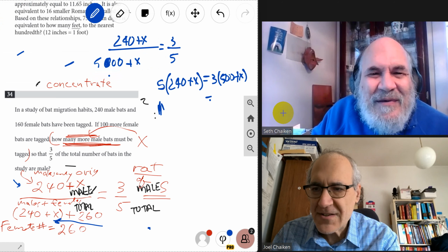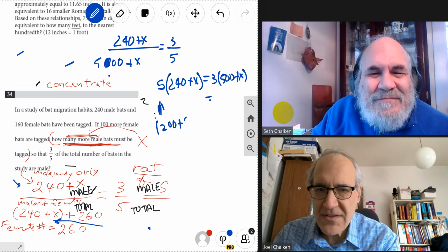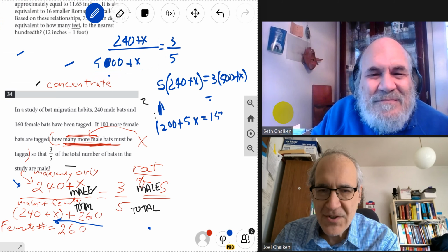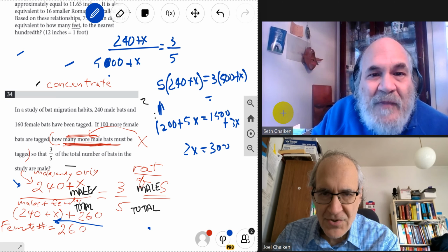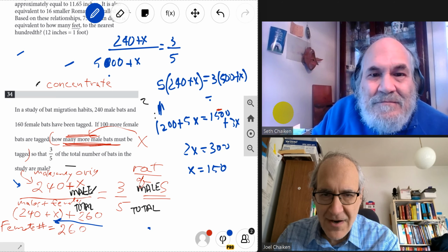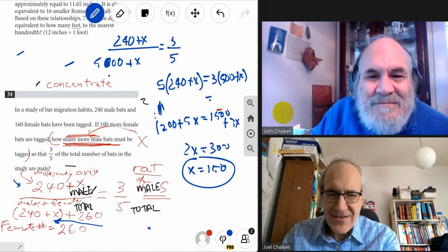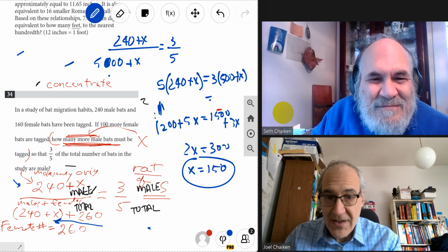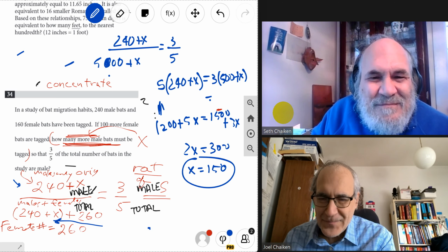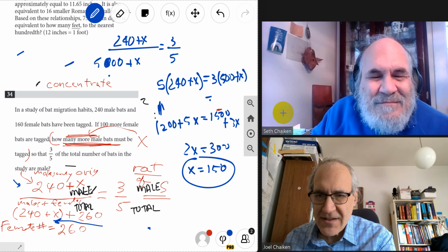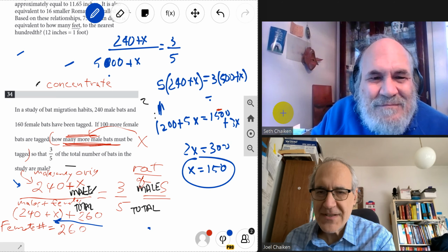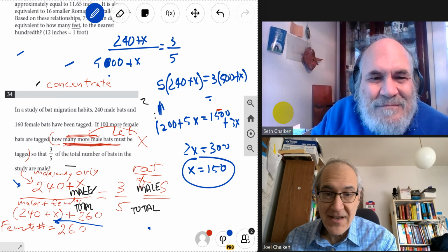Okay, here we go. It's 1200 plus 5x is equal to 1500 plus 3x. We move this over and we get 2x is equal to 300, right? So x is 150. But now we have to answer our question. Is x the answer to our question? We have to be really careful about that. Now, Seth wisely wrote the let statement: let x be how many more male bats must be tagged.